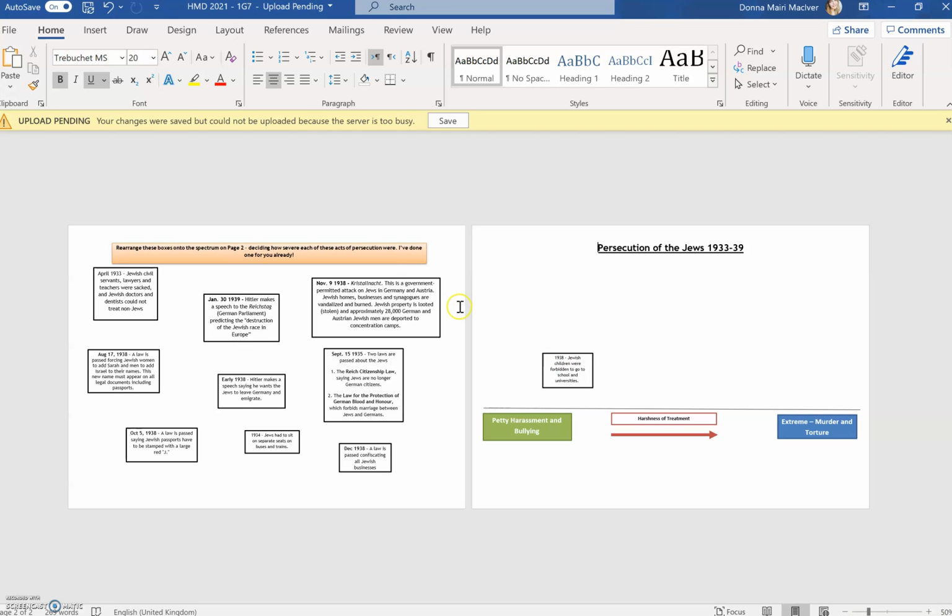And so all you need to do is have a look at some of the real-life things that happened to the Jewish people and decide where on the spectrum they belong. Again, like a lot of things in history, there's no right answer, there's no wrong answer. It's just about what you think. And this is really just to get you thinking about all the different ways that the Jewish people were treated during the Holocaust. And what we want to do is have this final picture here on this side that will just show a really clear picture of what the persecution of the Jews was like.